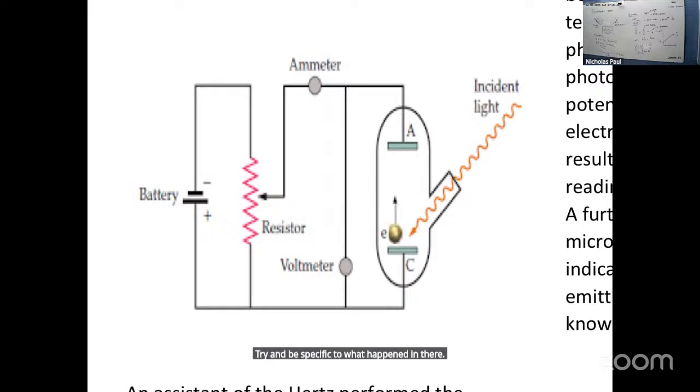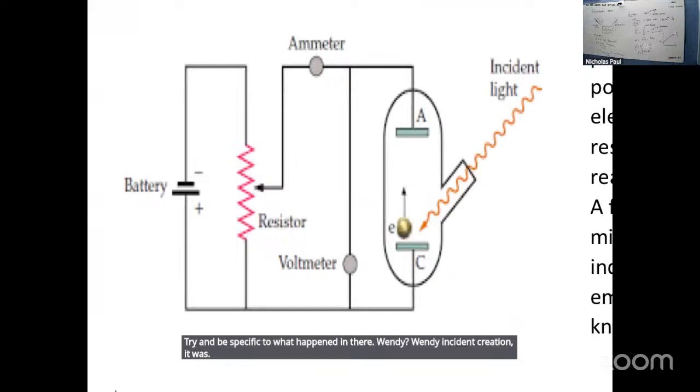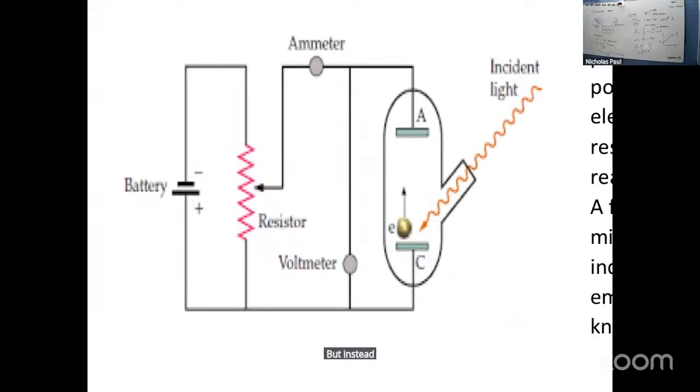When the incident radiation hit what? Right. When the incident light hit C. The whole thing there is the photoelectric cell. So when the light hits C, what will happen? Electrons will... So when the radiation hits C, it will eject electrons, and the electrons will go to what?